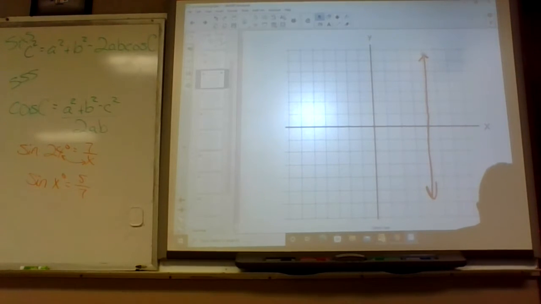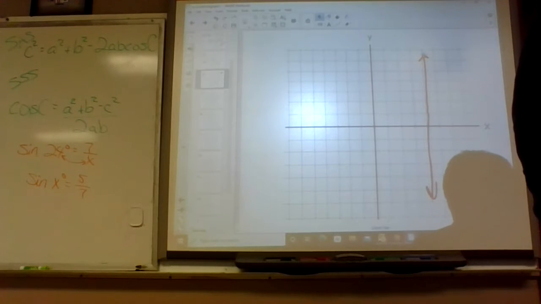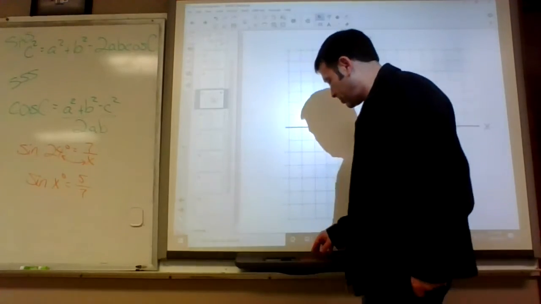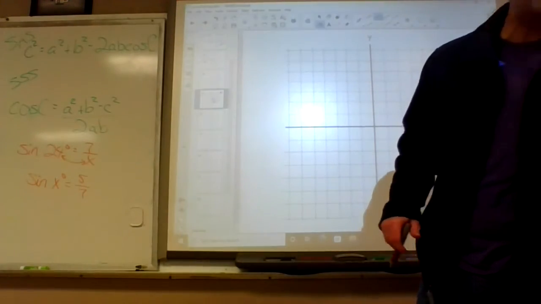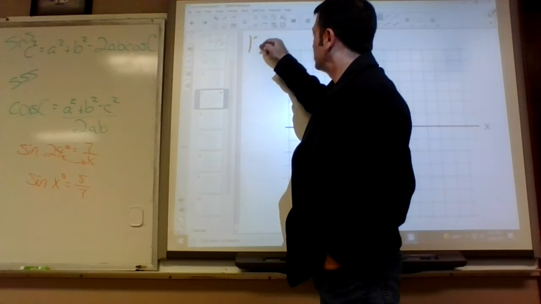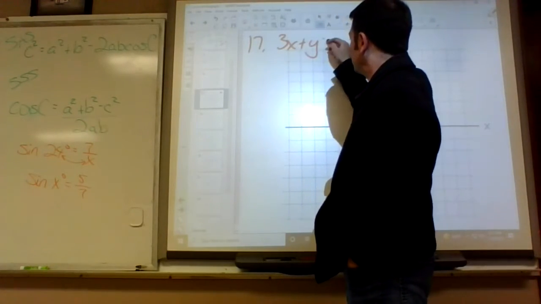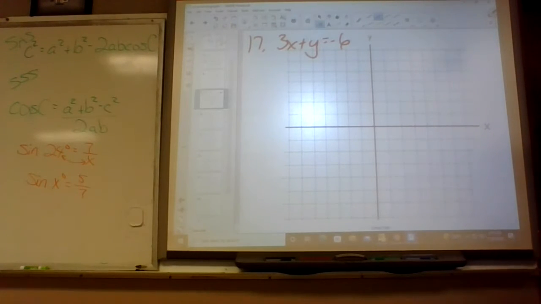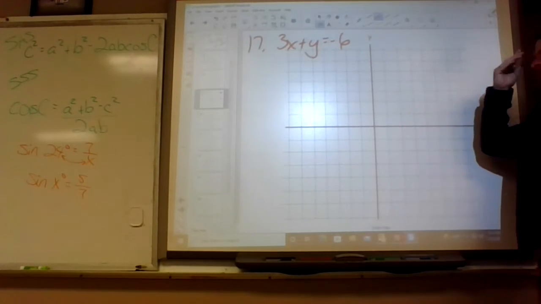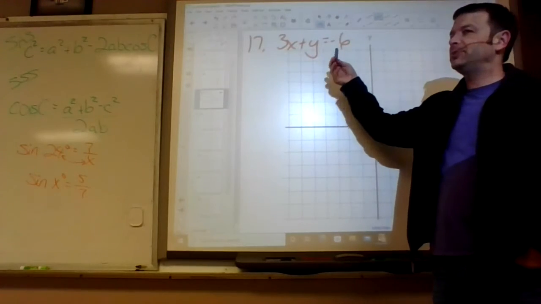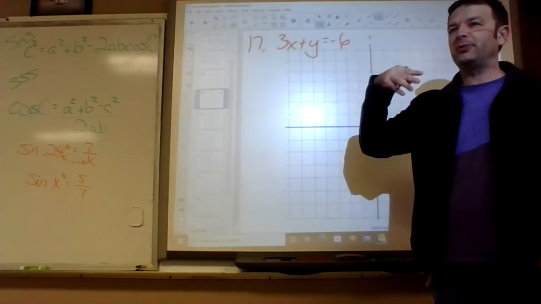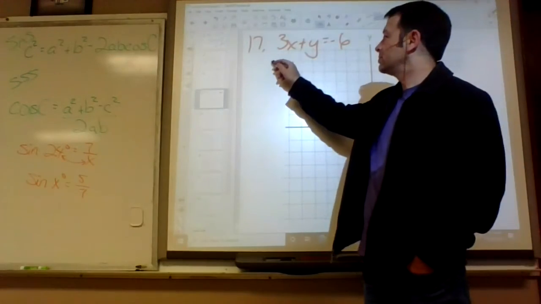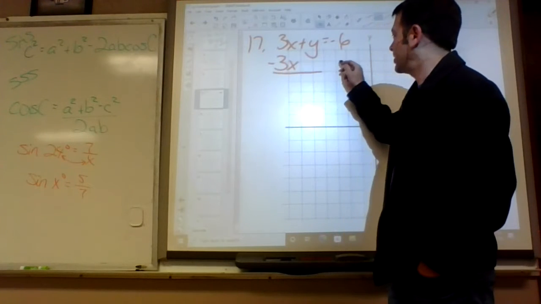Okay, number 17 says graph each equation using slope and Y-intercept. So we've done quite a few of these. 3x plus y equals negative 6. What form is this line written in? Standard. We need it to be in slope-intercept form, so we can use the slope and the Y-intercept. How do I change it? Solve for y, subtract 3x over.